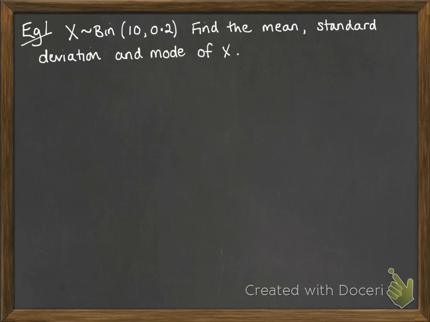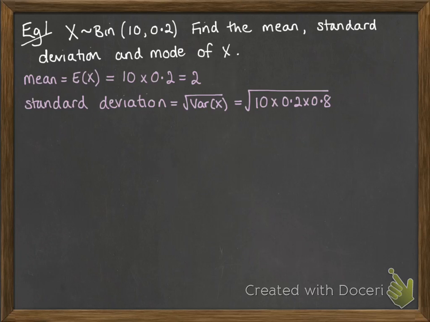So here we have an example. X follows a binomial distribution with 10 trials, and the probability of success is 0.2. We want to find the mean, standard deviation and the mode. So first, the mean, we know how to do that. Standard deviation is the square root of the variance. Variance, we know how to do that. So then the mode, we try out things that are close to the mean.